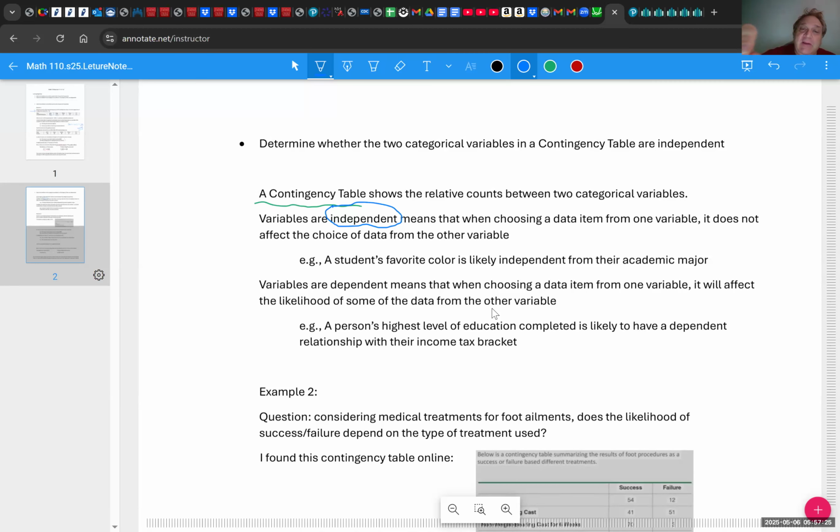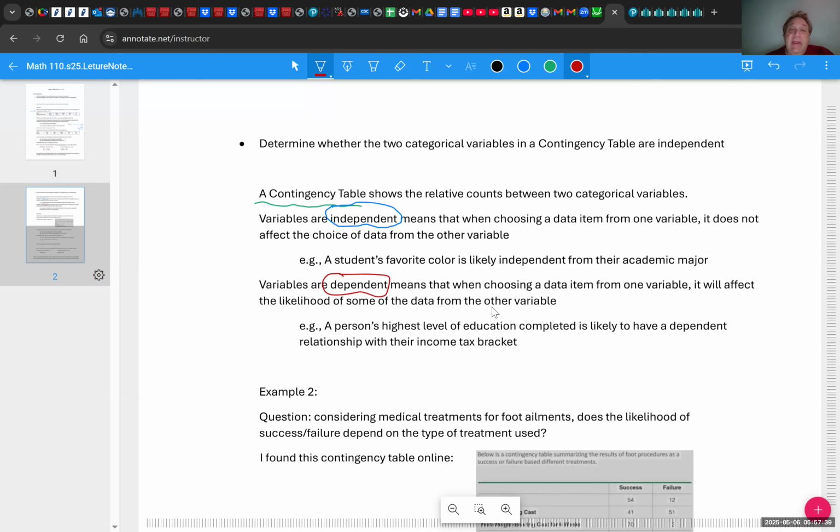Okay, so let me go on to the other definition, which is dependent. Variables are dependent. That means that when choosing a data item from one variable, it will affect the likelihood of some of the data from the other variable.